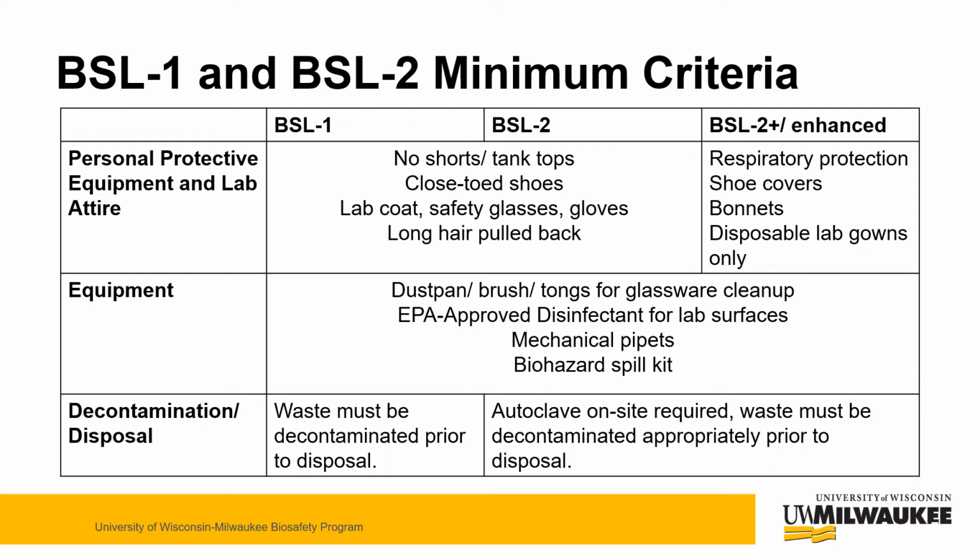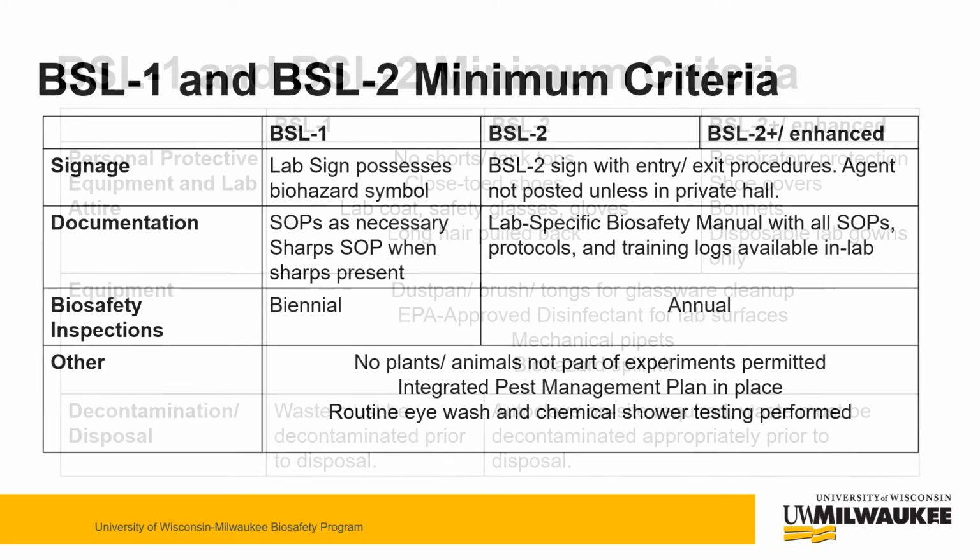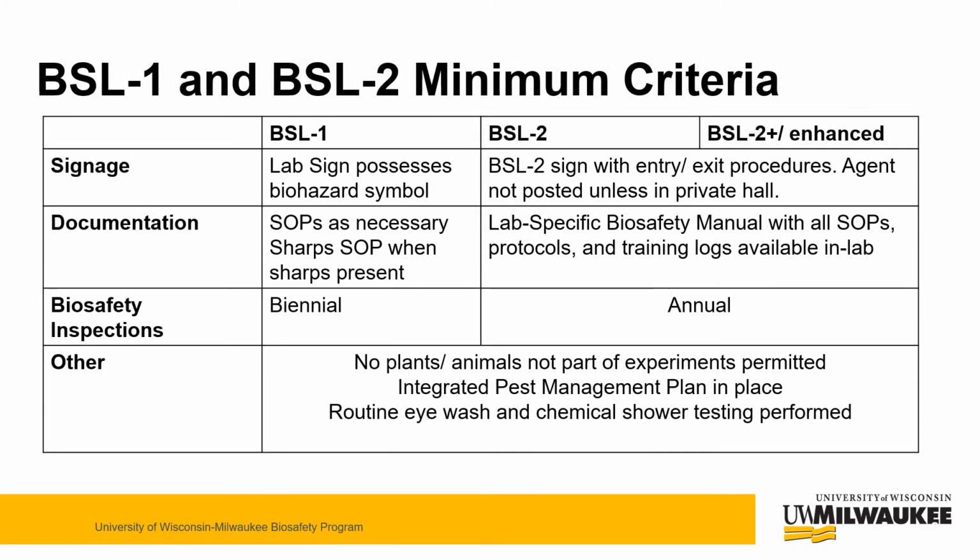All labs should be equipped with the appropriate glassware cleanup equipment, EPA-approved disinfectant, mechanical pipettes, and a biohazard spill kit. Regardless of containment, biohazardous waste must be decontaminated prior to disposal. For BSL-2 and 2 Plus labs, an autoclave must be on site, preferably near the laboratory. Personnel are required to post the appropriate door signage. Do not post agents on the BSL-2 or 2 Plus door signs if facing a public hallway.